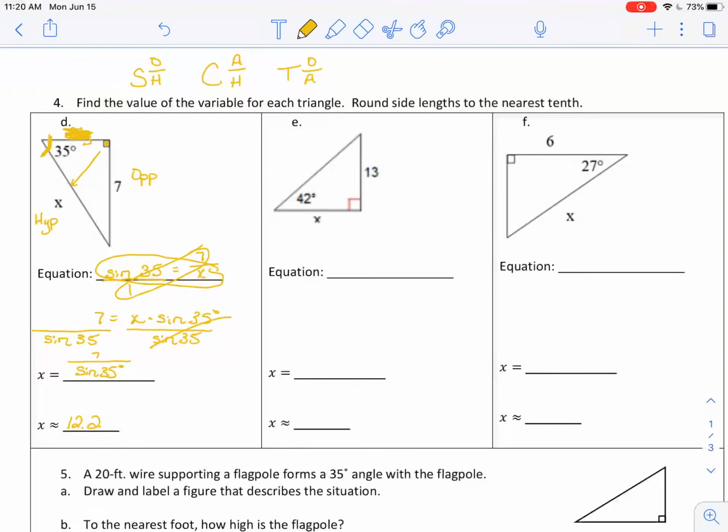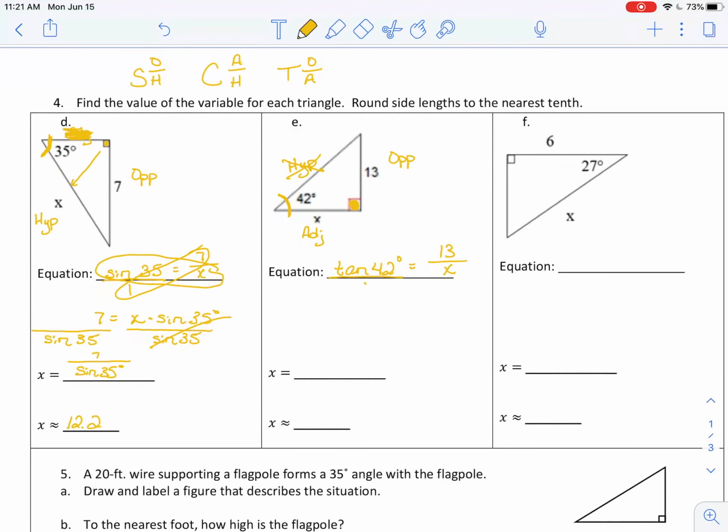Let's try another example. I'm going to do my labels. Here's my right angle, which makes this my hypotenuse. It's not labeled, so I'm going to immediately ignore that. What I need are the labels for X and 13. Since X is right next to that 42, that makes it my adjacent leg. Since 13 is across from the 42, that makes it my opposite leg. And since I'm not using the hypotenuse, we're going to use a tangent equation. Tangent of my angle is equal to the ratio of the opposite leg over the adjacent leg.